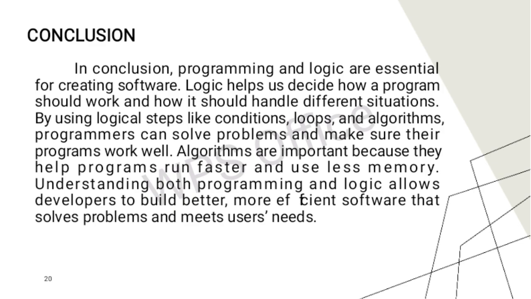Conclusion. So in conclusion, programming and logic are essential for creating software. Logic helps us decide how a program should work and how it should handle different situations. By using logical steps like conditions, loops, and algorithms, programmers can solve problems and make sure their programs work well. Algorithms are important because they help programs run faster and use less memory. Understanding both programming and logic allows developers to build better, more efficient software that solves problems and meets users' needs.